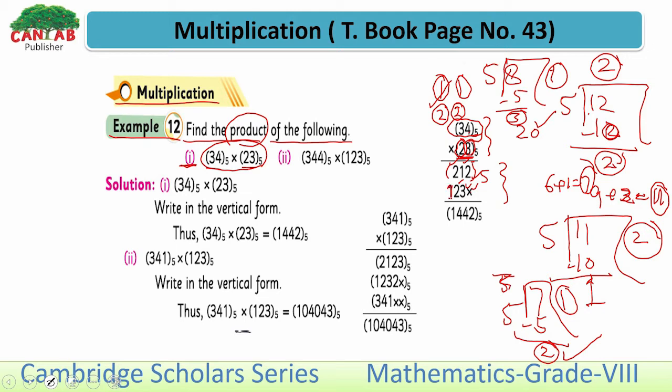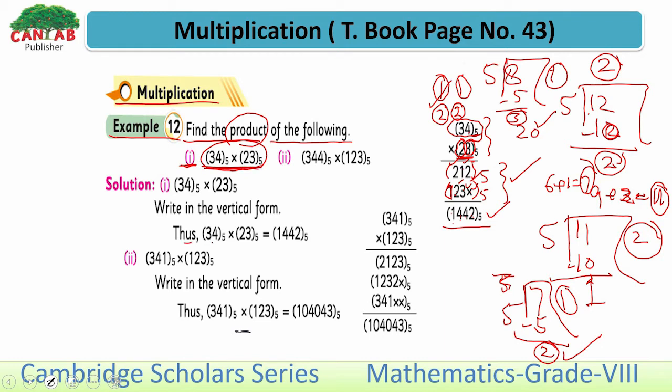Now we have 1 2 3 with base 5. Again add this portion. When we add this portion, 2 as it is and 3 plus 1, that is 4, 2 plus 1, 2 plus 2, that is 4, and 1 as it is. So we have 1 4 4 2 with base 5.